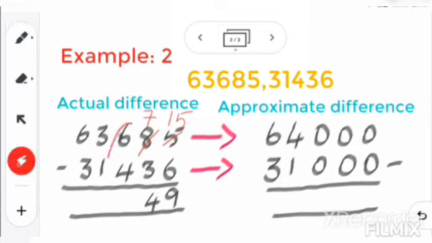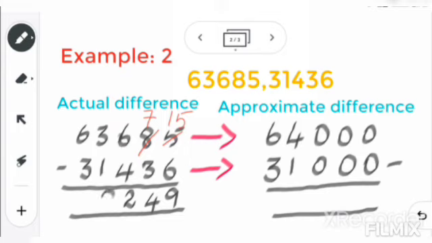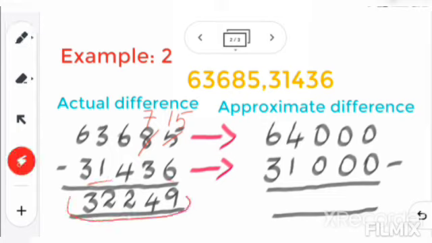Next we have 6 and 4. 6 minus 4, it is 2. Next we have 3 minus 1. 3 minus 1, it is 2. Next we have 6 minus 3, it will be 3. Okay, so the actual difference is 32,249. This is the actual difference.